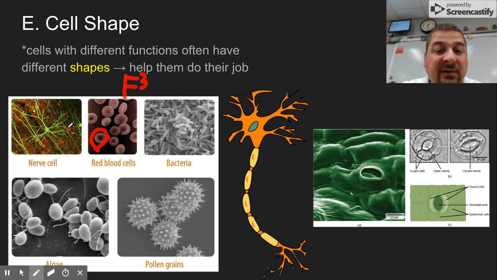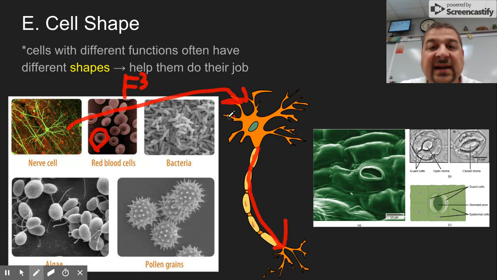If you look at a nerve cell, over here's a bigger picture of a nerve cell. They're like the wiring of our body, right? They transmit impulses from organ to organ. So you see they have these long extensions called axons, and they're highly branched at each end so they can connect to each other.